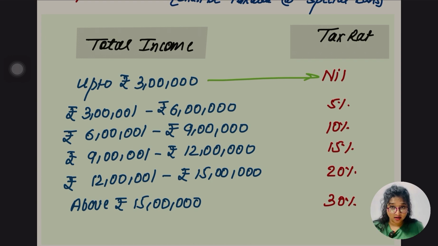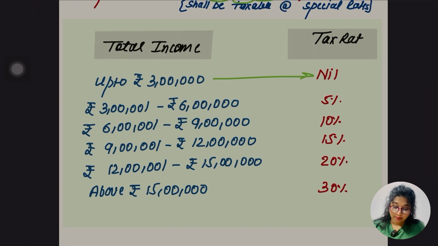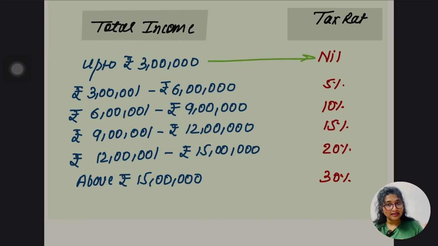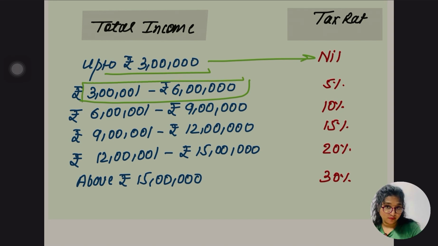But under 115BAC, up to 3 lakh no tax, the tax rate is going to be nil. Let me make it simpler: up to 3 lakh definitely it's going to be nil. Then we add 3 lakh income, 3 plus 3 is going to be 6, right? So more than 3 lakh up to 6 lakh is going to be 5%. For the tax rate we add 5% each step, and for the income we add 3 lakh each step. So up to 3 lakh is nil, 3 to 6 is going to be 5%, 6 lakh to 9 is going to be 10%.